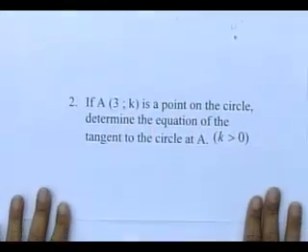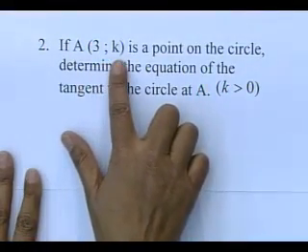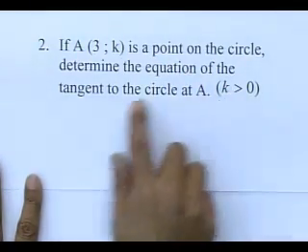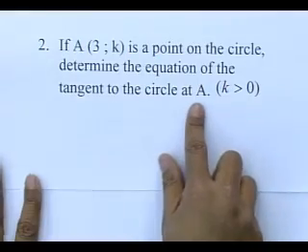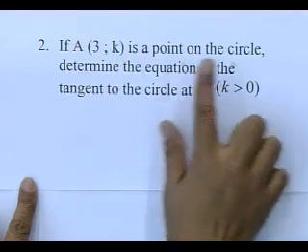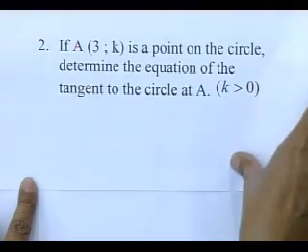And now we come to a quite difficult question. I think that this question is difficult, and I want to help you with it. Remember, we've got our center now, and we've got the length of our radius. Now it says, if A, which is (3, k), is a point on the circle, determine the equation of the tangent to the circle at A. Whoa, that is a mouthful. I want to draw the circle for you quickly.